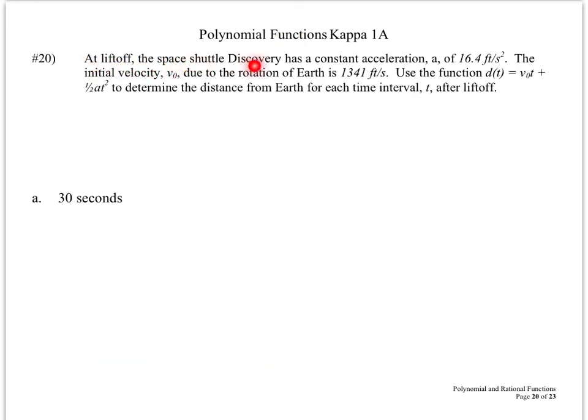At liftoff, the Space Shuttle Discovery has a constant acceleration, a, of 16.4 feet per second squared. The initial velocity, v sub 0, due to the rotation of Earth, is 1341 feet per second. Use the function to determine the distance from Earth for each time interval t after liftoff. If you take this function and replace the variables that we know the numbers for, v sub 0 it says is 16.4.